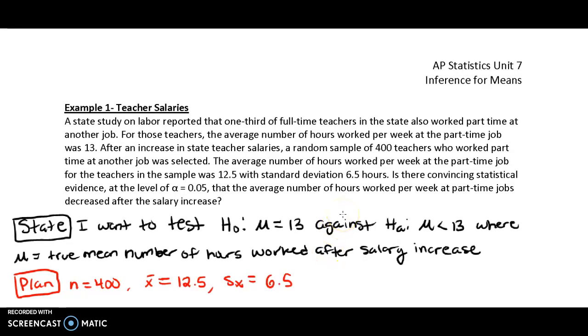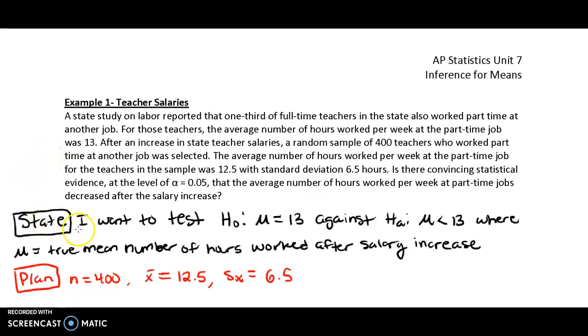So let's take a look here at teacher salaries. A state study on labor reported that 1/3 of full-time teachers in the state also worked part-time at another job. For those teachers, the average number of hours worked per week at the part-time job was 13. After an increase in the state teacher salaries, a random sample of 400 teachers who worked part-time at another job was selected. The average number of hours worked per week at the part-time job for the teachers in the sample was 12.5 with standard deviation of 6.5 hours. Is there convincing statistical evidence at the level of alpha equals 0.05 that the average number of hours worked decreased after the salary increased? A lot going on there, but let's start with what we know.